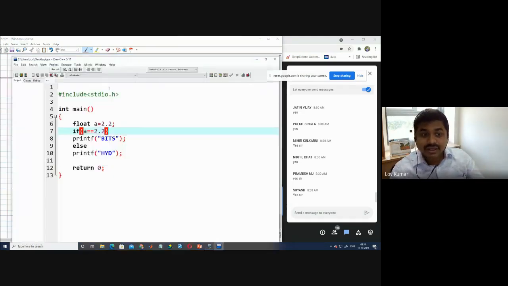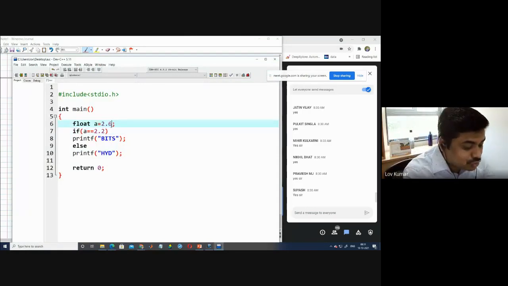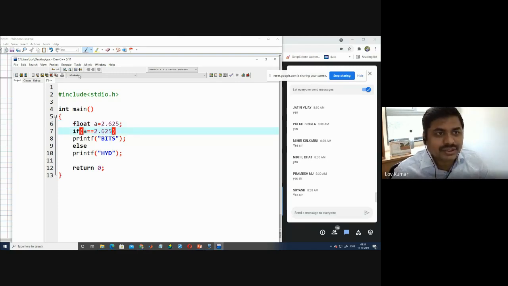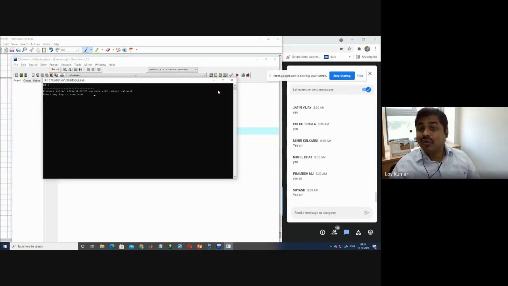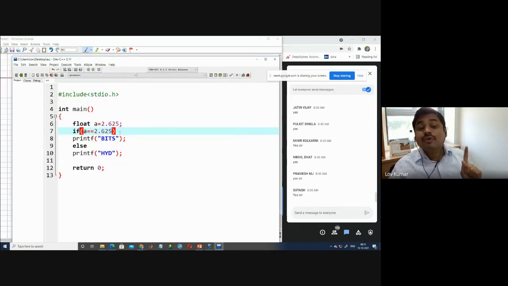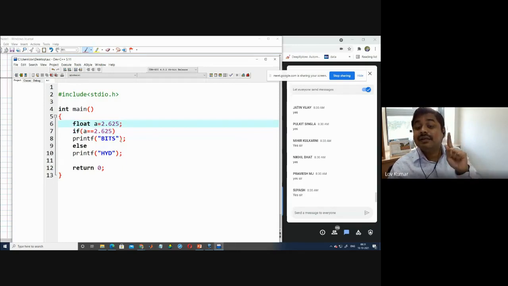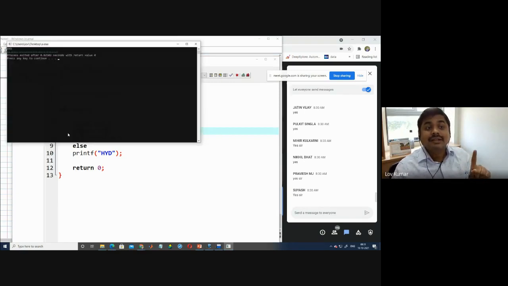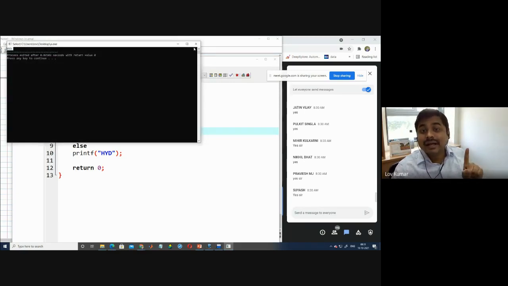As an example, here again you will see 2.625. If you are writing 2.625, and again we are writing 2.625 here, again it will print the bits value. Why is it printing the bits value? Because we are getting the exact binary representation for 2.625. But when you are writing 2.6, we are not getting the exact binary representation of this value. That's why it is printing Hyderabad.